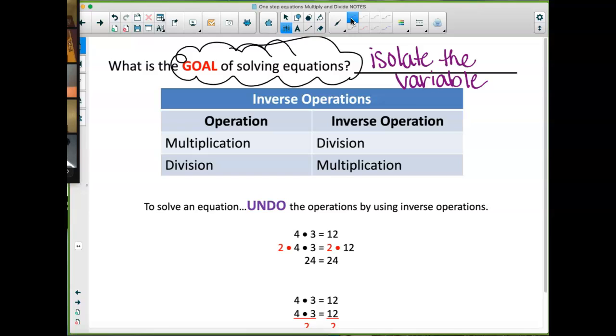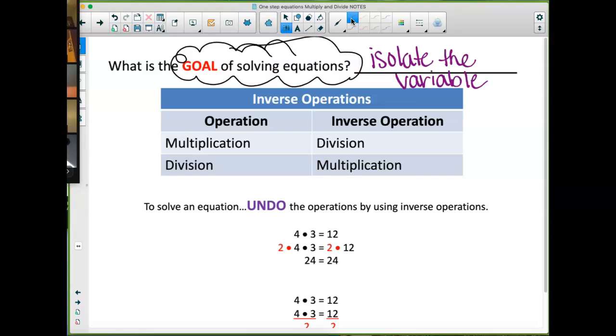And what does isolate mean? By itself? Yeah, to get it by itself, right? To quarantine it. Somebody on Tuesday said it means like quarantine. We're going to keep that variable by itself. Then somebody yesterday said, don't use that word. That's a bad word. Yeah, it kind of is. But the variable has to be by itself, and that's our goal.